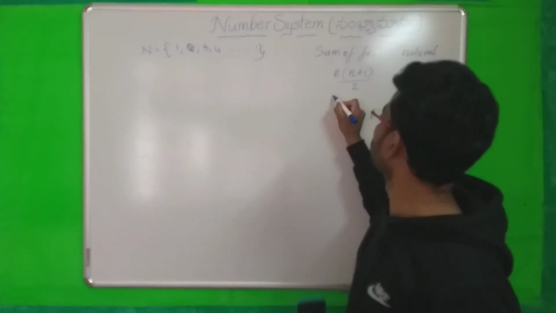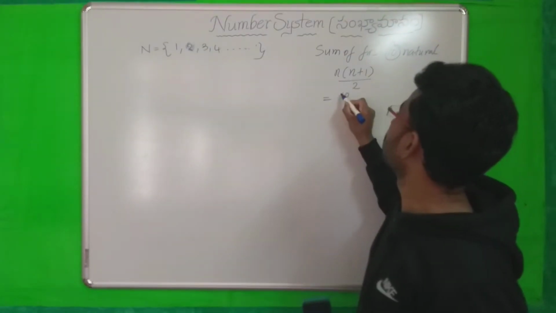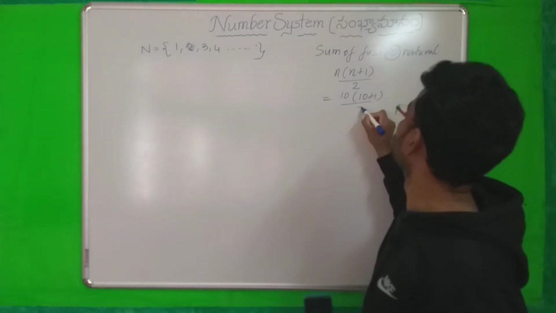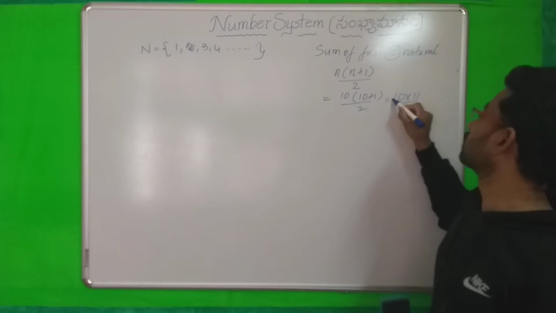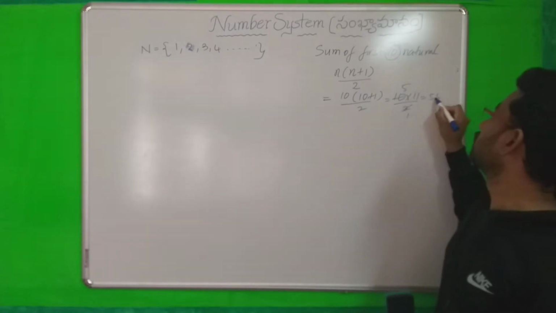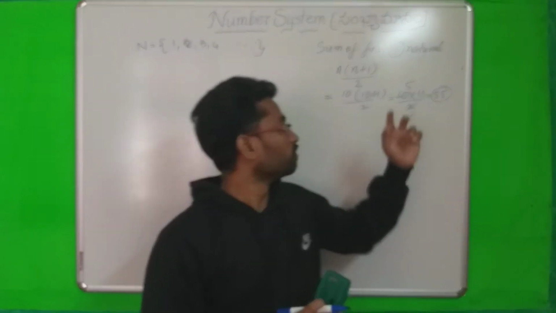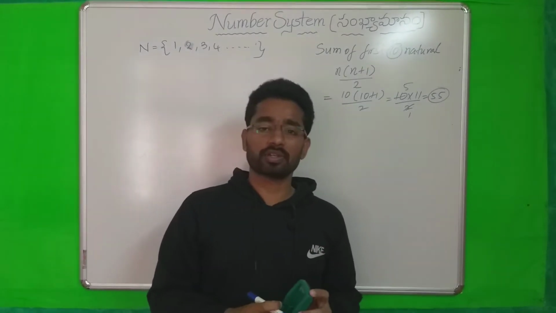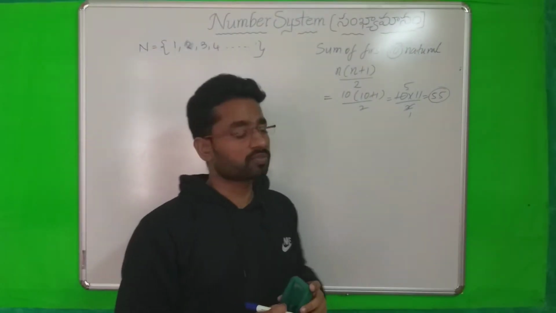So 10 natural numbers are there. Directly, you replace the n by 10. 10 into 10 plus 1 by 2, this equals 10 into 11 by 2. 2 1s are 2, 5 into 11, 55. So the sum of first 10 natural numbers is 55. Like that we can find the sum of 100 natural numbers also, 90 natural numbers also. Same formula, n into n plus 1 by 2. So this is very important.